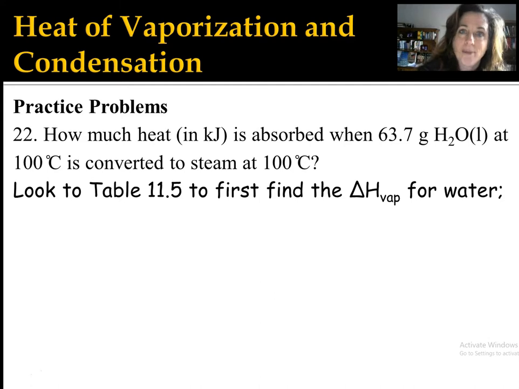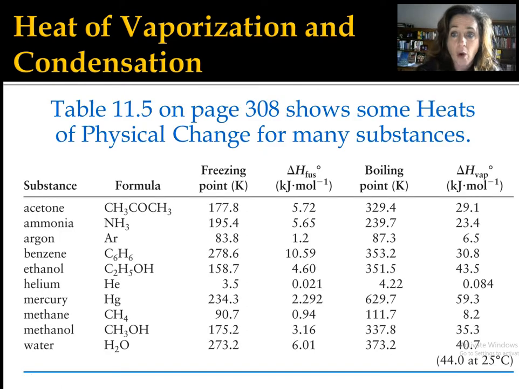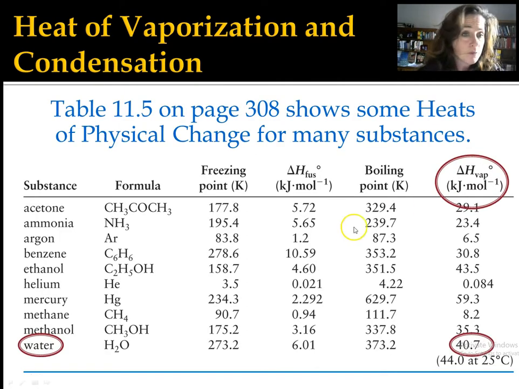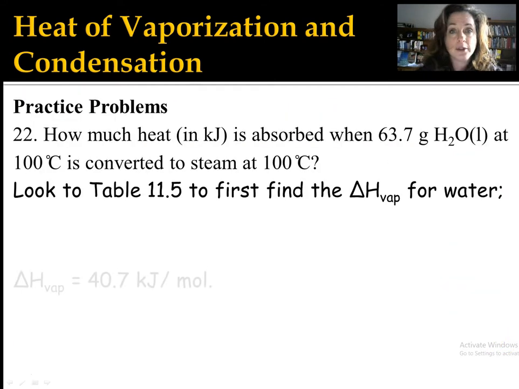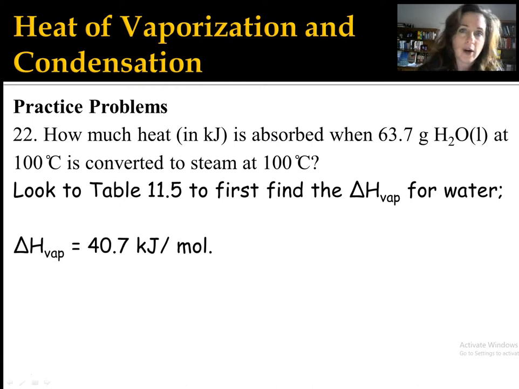So you're going to look to table 11.5 to first find the molar heat of vaporization for water. And there's your table. So you're going to go over to where water is. You're going to go all the way over here. Notice that this label here is the molar heat of vaporization reported in kilojoules per mole. And for water, it's 40.7. So we're going to write that value in our margin as we're solving this problem. And then we're going to go from 63.7 grams of water. We're going to convert it to moles.